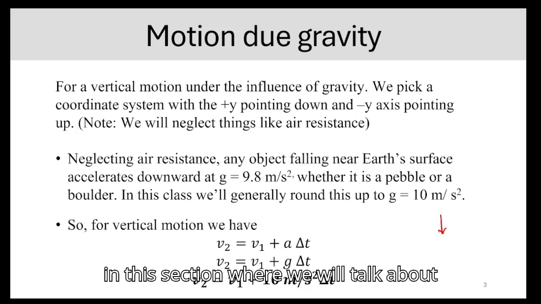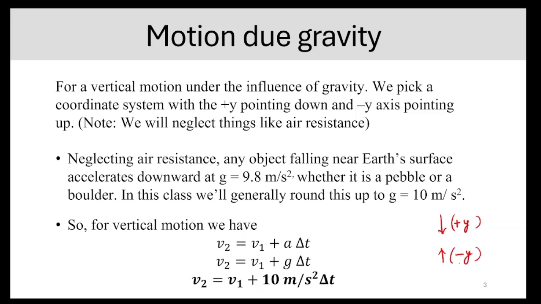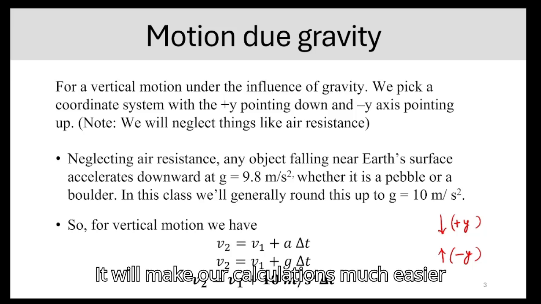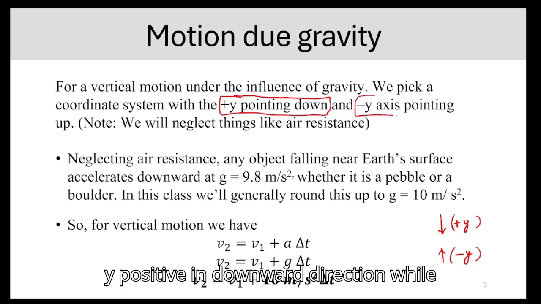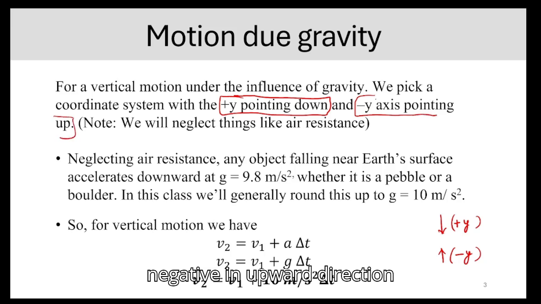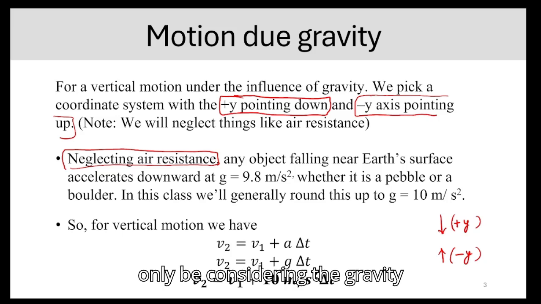In this section where we will talk about gravity, we will consider downward as positive y and upward as negative y. It will make our calculations much easier. And one more thing is that we will ignore all other factors like air resistance, and we will only be considering the gravity.